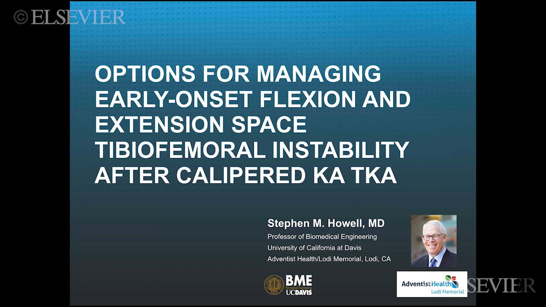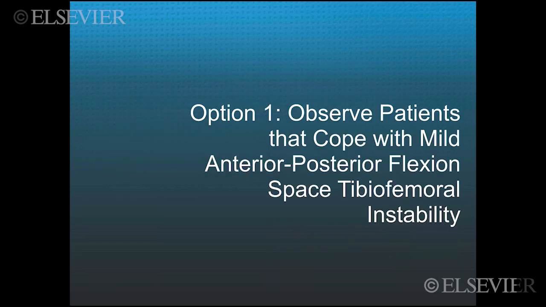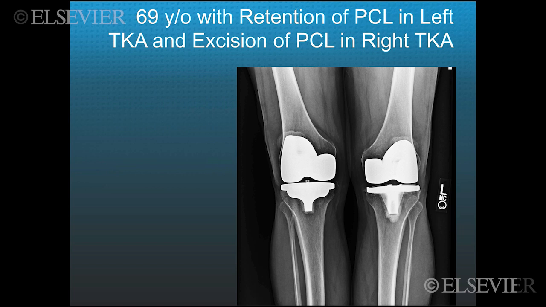Options for managing early onset flexion and extension space tibial femoral instability after calipered kinematically aligned TKA. So option one, you can always observe patients that can cope with mild anterior-posterior flexion space tibial-femoral instability. So this is an example of a 69-year-old gentleman.